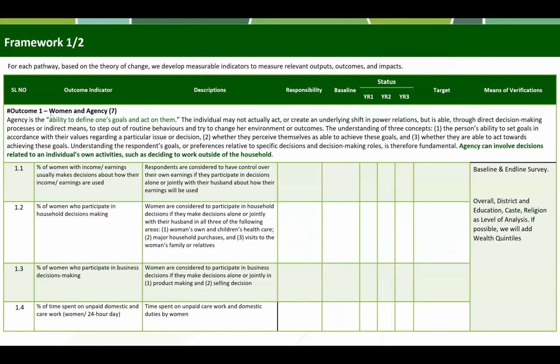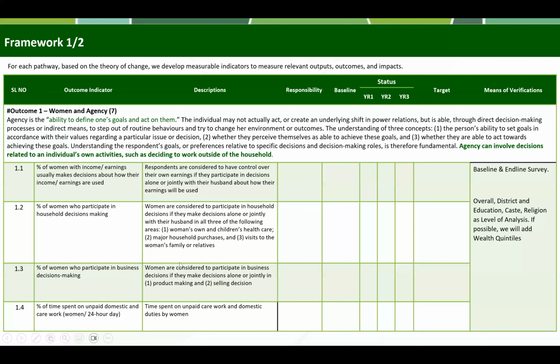So this is another template where I specifically mentioned outcome one, women and agency. And within outcome one, I have 4 sub outcomes: 1.1, 1.2, 1.3, 1.4. Someone referred to the percentage of women with income earning who make decisions, while 1.4 is the percentage of time spent on unpaid domestic and care work, or the percentage point of women who participate in business decision making.